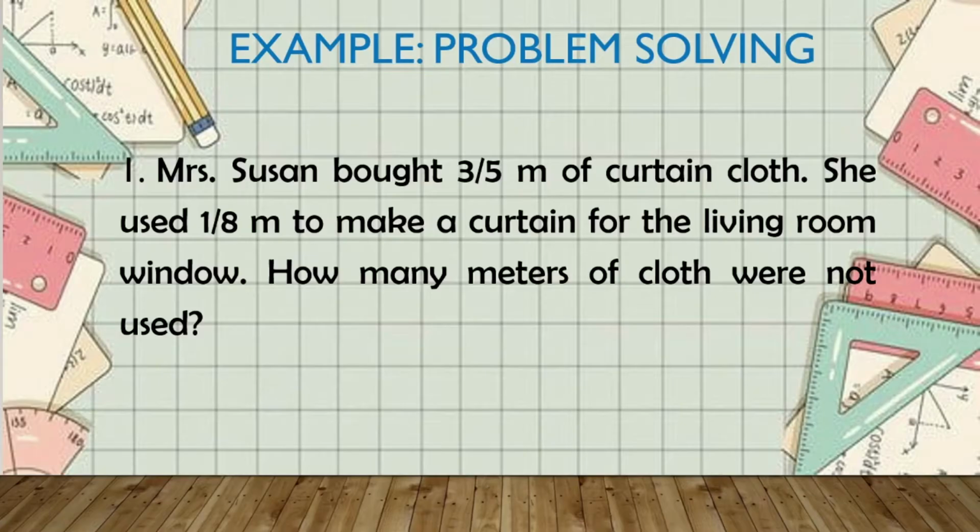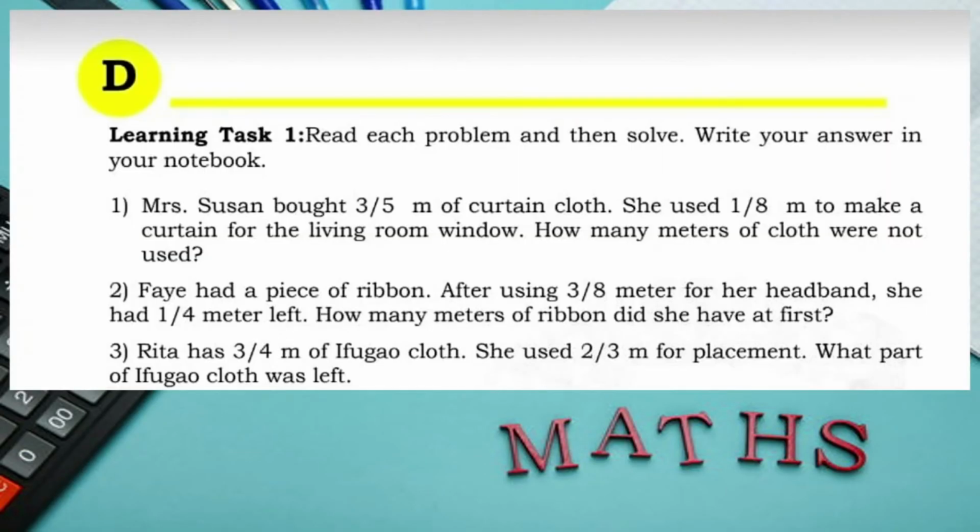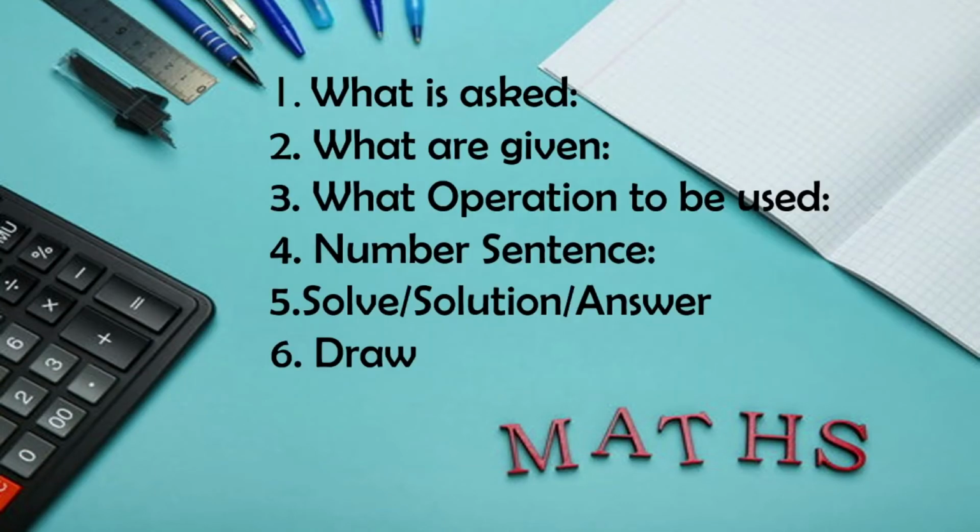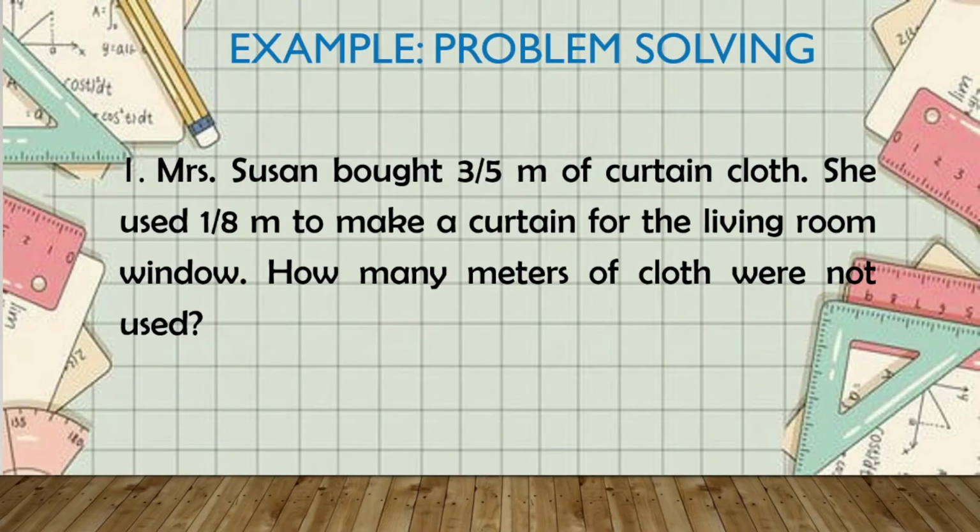Okay? So ngayon, gagamitin kong example itong first problem sa learning task number 1. Itong Mrs. Susan. Para lalo nyo pa pong maintindihan. Okay. Gamitin natin to as an example. So, Mrs. Susan bought 3/5 meter of curtain cloth. She used 1/8 meter to make a curtain for the living room window. How many meters of cloth were not used?